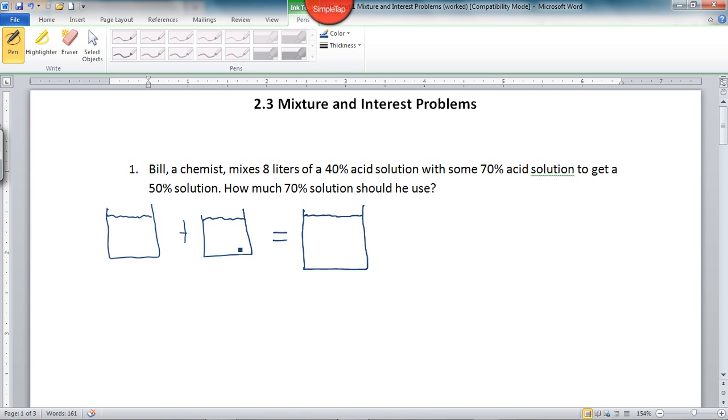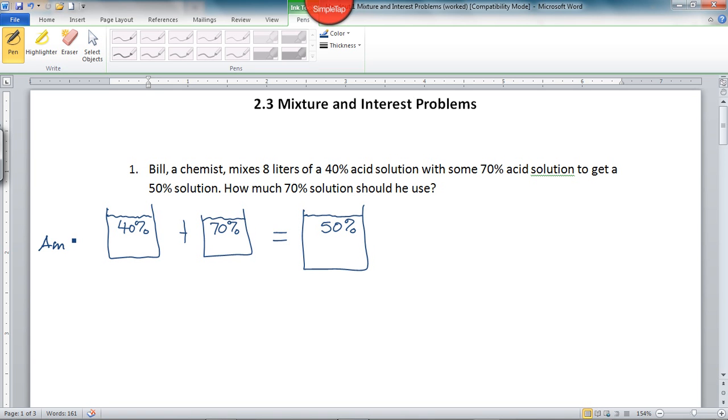Which two am I adding together? I'm adding 40% and 70%. Let's note that on those two containers, 40% added to 70%. And then the mixture over here, we want the mixture coming out 50%, so we'll put our 50% on the right. Along with that, on the lower part of those containers, we want to put the amount.